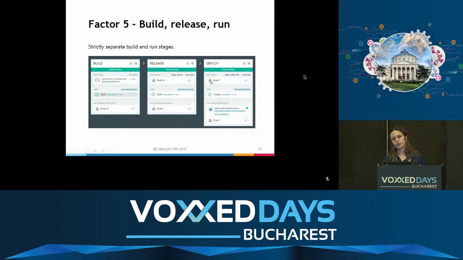So I don't want to worry manually about getting the latest working build in order to deploy it. I want to have it automatically available for me. And also, it's very easy for me to roll back by using this separation of the stages.